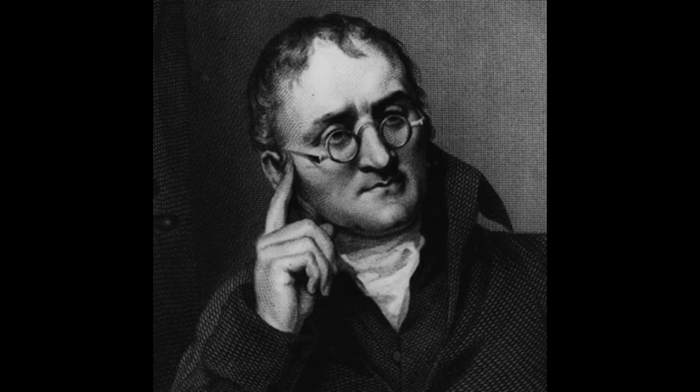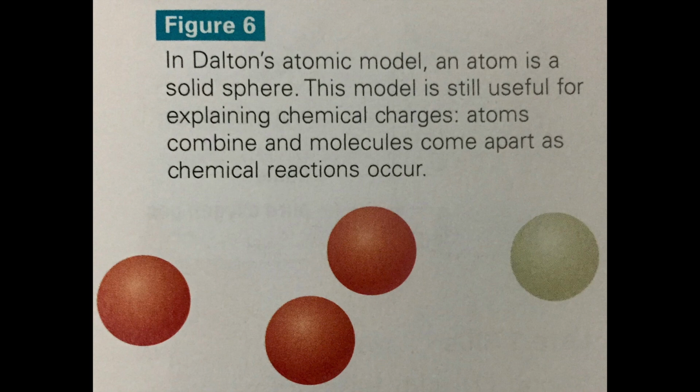By this time, it was generally accepted that matter was made of elements. The two models had come together. English chemist John Dalton published a theory of why elements differ from each other and from non-elements. Figure 6. In Dalton's atomic model, an atom is a solid sphere. This model is still useful for explaining chemical changes.